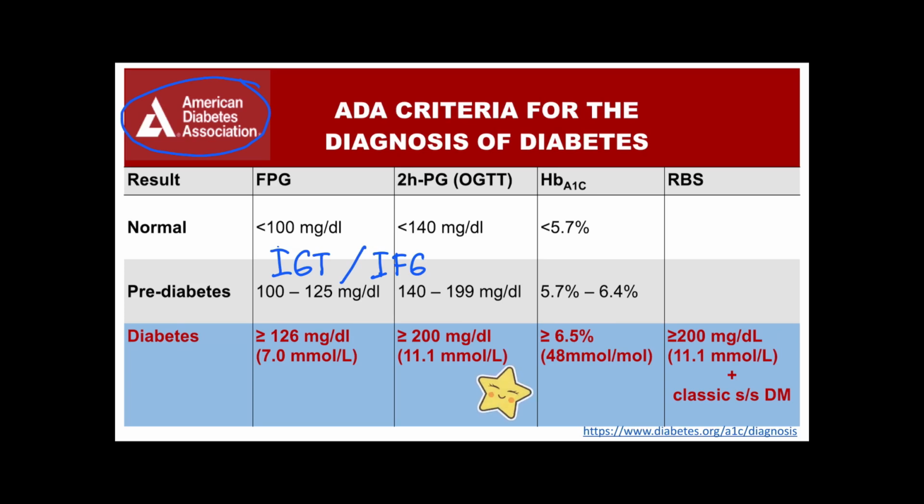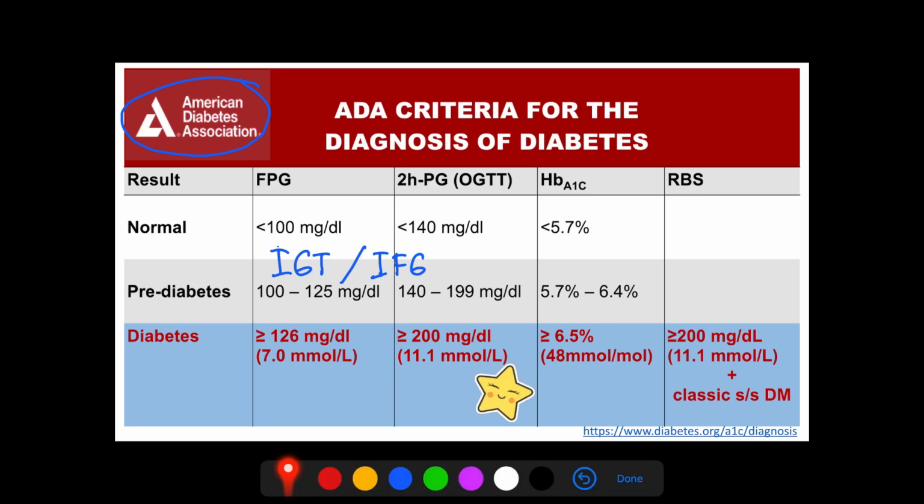And among the 4 tests, it is the 2-hour GTT using the OGTT which is considered the gold standard for diagnosing DM, particularly type 2 diabetes mellitus. However, this test has limited use for mass screening because it needs fasting and it is a very time-consuming test. And also, some studies show that this has poor reproducibility of the result. So that is for the drawbacks of your OGTT.